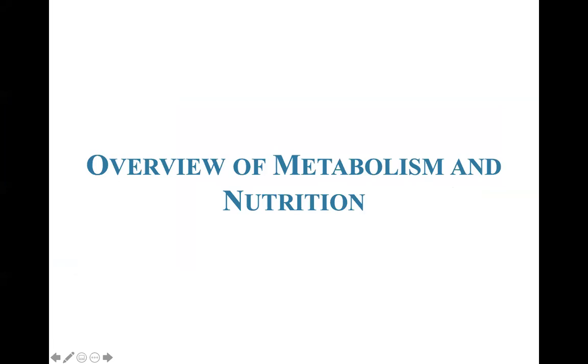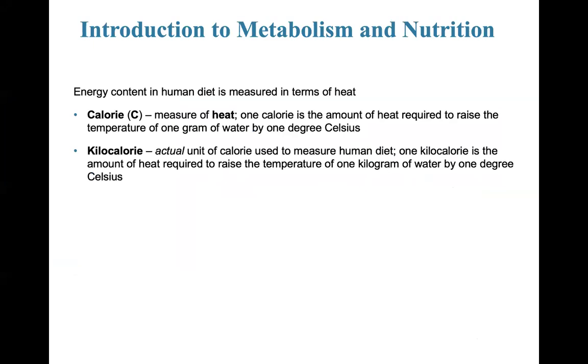Okay, so now we're going to talk about metabolism and nutrition. Energy content in the human diet is measured in terms of heat, and a calorie is a measure of heat. 1 calorie is the amount of heat required to raise the temperature of 1 gram of water by 1 degree Celsius. A kilocalorie is an actual unit of calorie that's used to measure human diet. 1 kilocalorie is the amount of heat required to raise the temperature of 1 kilogram of water by 1 degree Celsius.